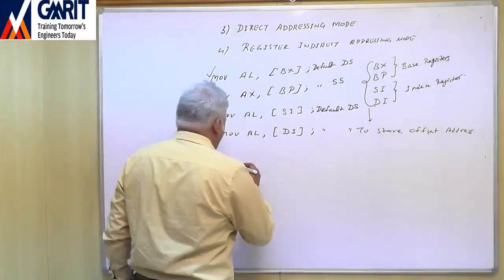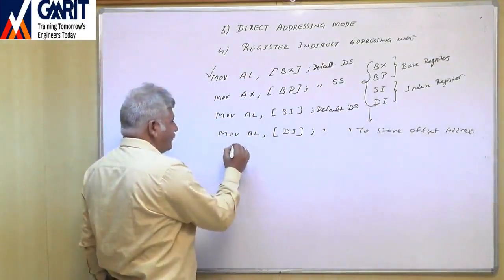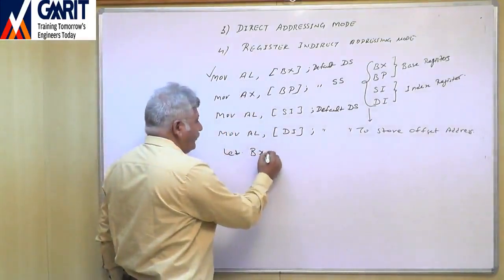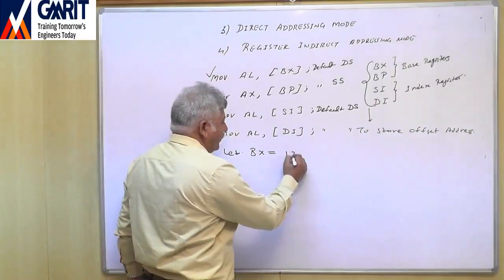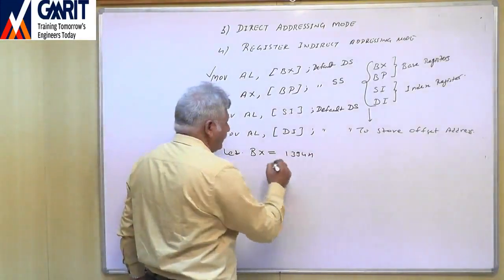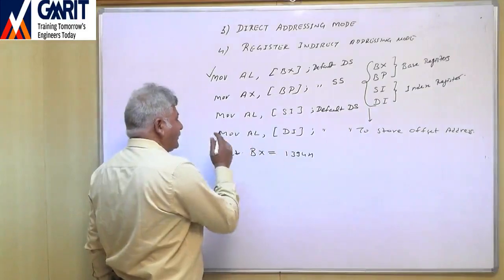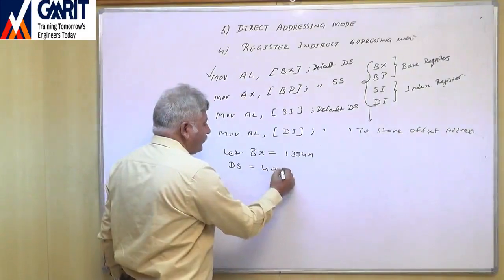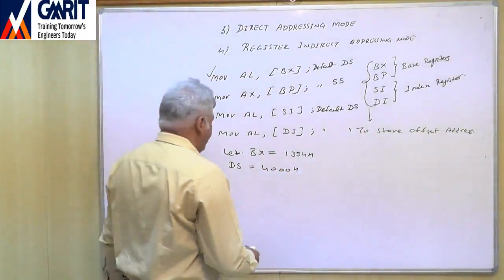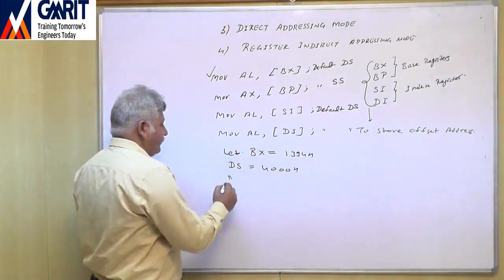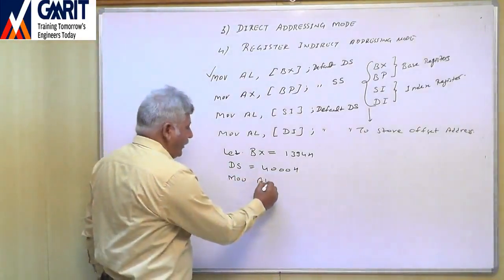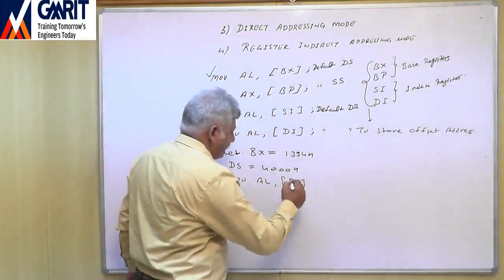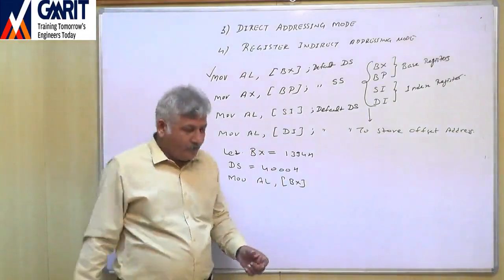So we will take one example. Let us assume the value of BX is 1394H. We have loaded this value in the BX register, and our data segment value is 4000H. And we have written this instruction, MOV AL, [BX]. So now what will happen?